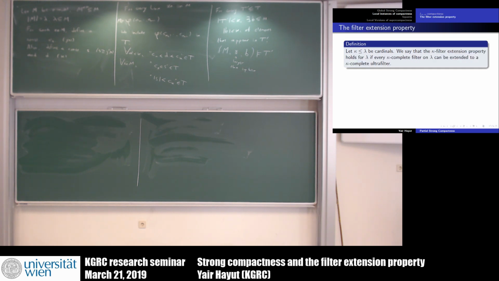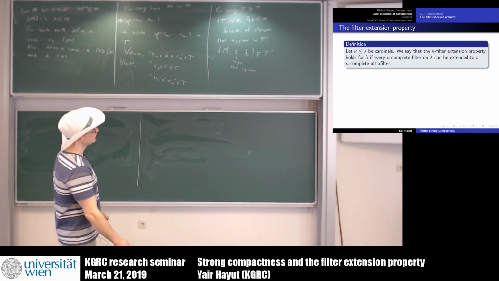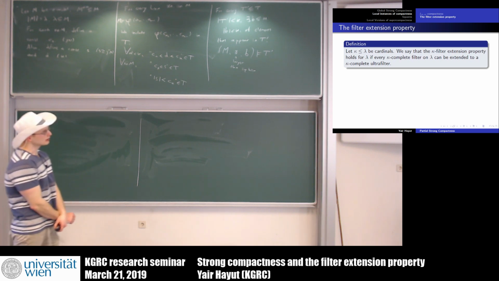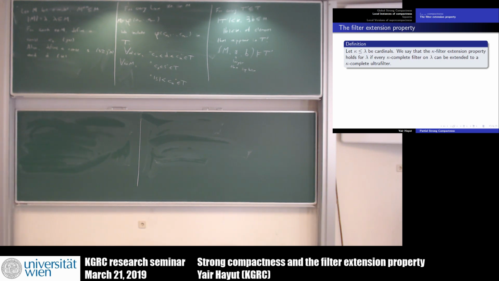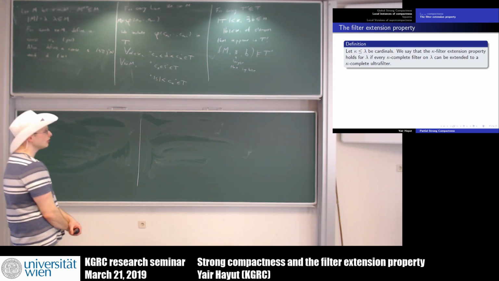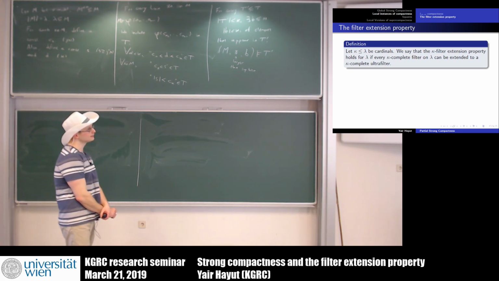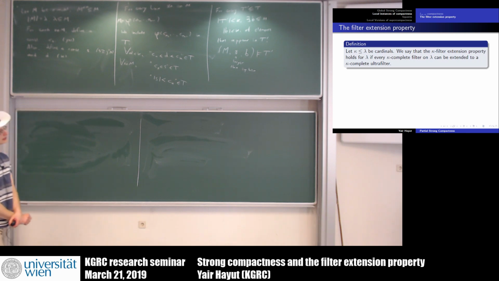Okay, let's go to the filter extension property. Basically the original definition of Tarski. Let's take two cardinals kappa and lambda. We said that the kappa filter extension property holds for lambda if and only if every kappa complete filter on lambda can be extended to a kappa complete ultrafilter.